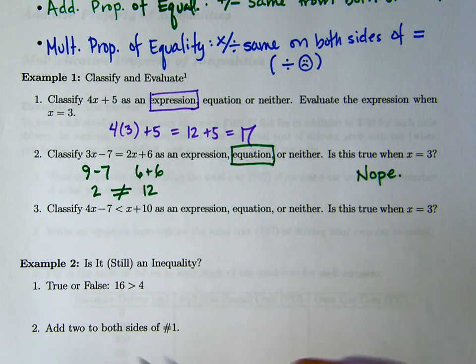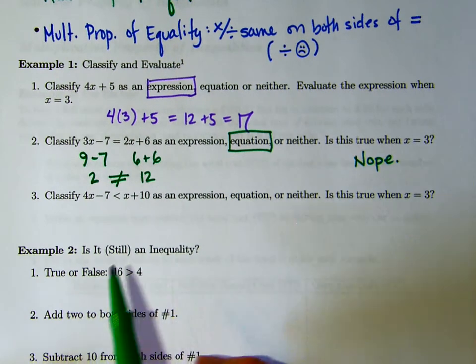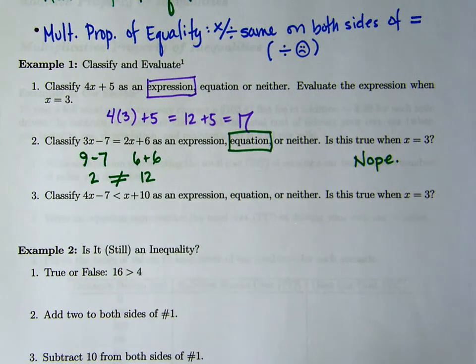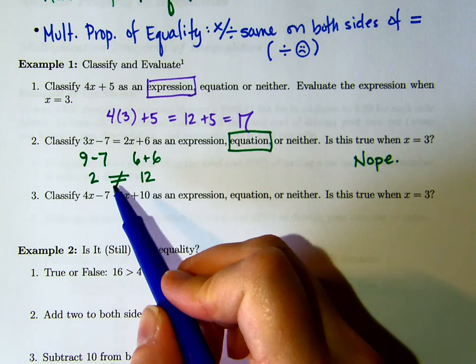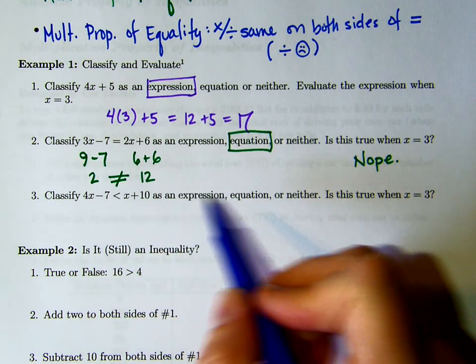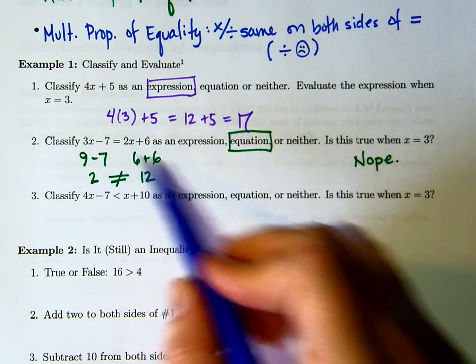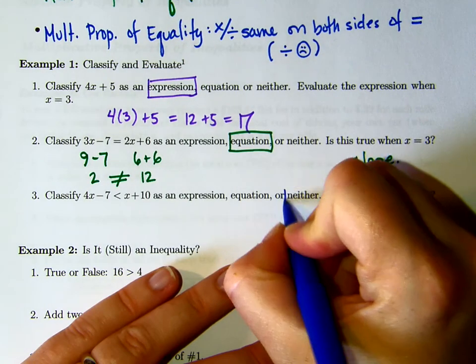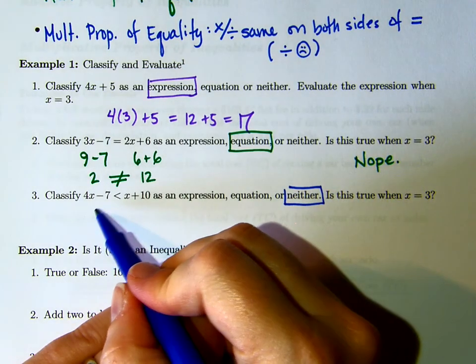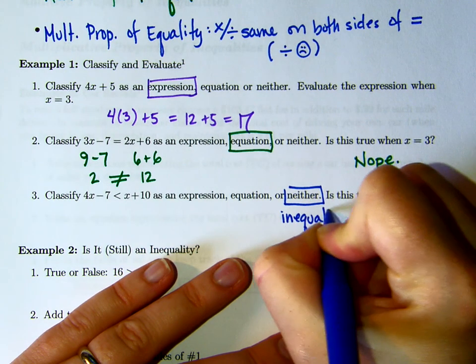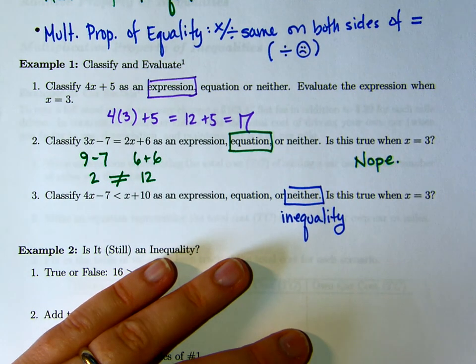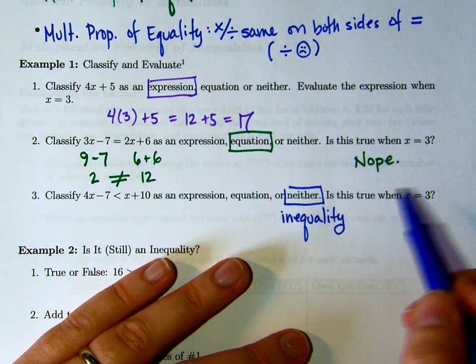Nope, not the case. Classify 4x minus 7 is less than x plus 10 as an expression, an equation, or neither. Well, it's neither. An expression doesn't have a relationship symbol. An equation has a relationship that they're equal. And this one actually is telling us that one is less than the other. So it's actually an inequality.